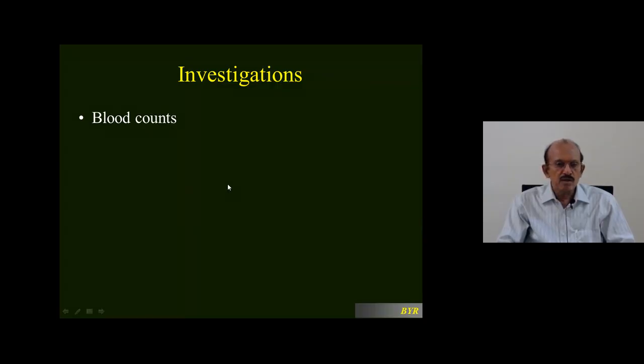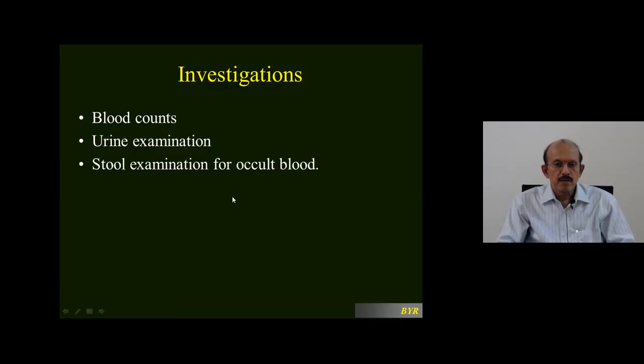Investigations: blood counts, urine examination, stool examination for occult blood. If occult blood is positive, it means you have to suspect some colonic lesion, either a tuberculous ulcer, or it may be carcinoma of the cecum, or it may be regional enteritis, that is Crohn's disease.